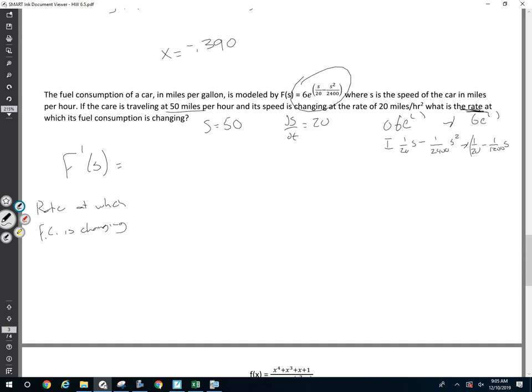S, but each derivative of this should have a ds dt, which means you need a ds dt multiplied by the product of that. Let me show you. You can either have 6e to the, I'm just going to leave it as the power, times 1 over 20 ds dt minus 1 over 1200 s ds dt. But you could factor out that ds dt, and it ends up on the outside.